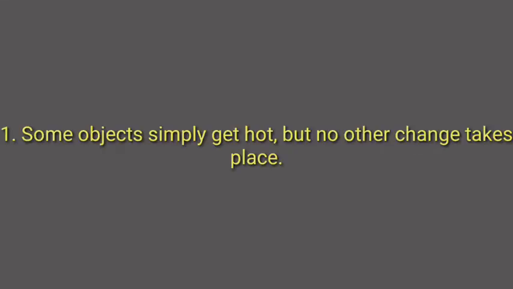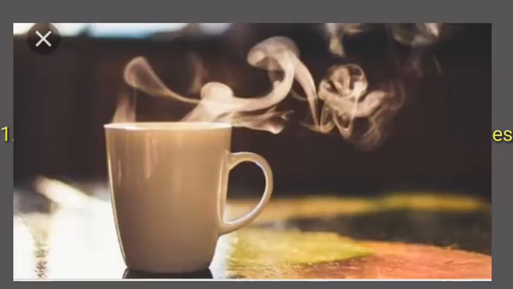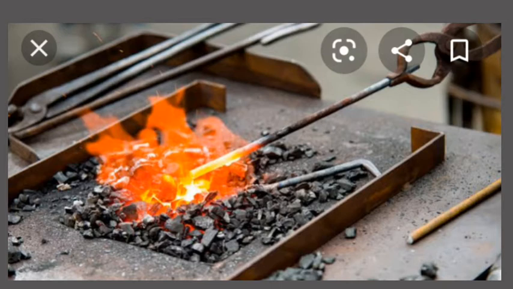First point, some objects simply get hot but no other change takes place. For example, when you drink hot milk or coffee from a cup, you may feel that the cup is hot. However, there is no physical change that takes place in the cup. Second point, some objects get hot and expand. For example, a metal key on heating gets hot as well as increases in size. Conversely, on cooling, the metal key contracts and regains its original size.